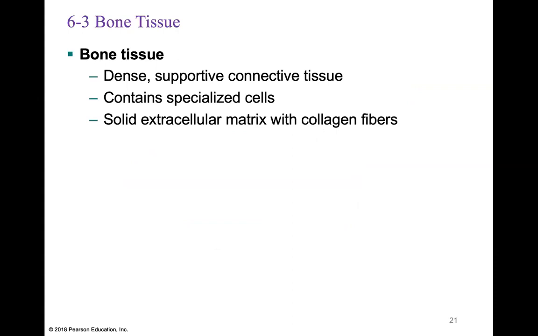Okay, bone tissue. We covered chapter 4, which was the tissues, and bone was actually part of that, osseous tissue. Bone tissue is dense, supportive connective tissue. It does contain specialized cells. It also has an extracellular matrix, which, if you remember, all connective tissue has a matrix that has lots of collagen fibers, and it's a solid matrix.